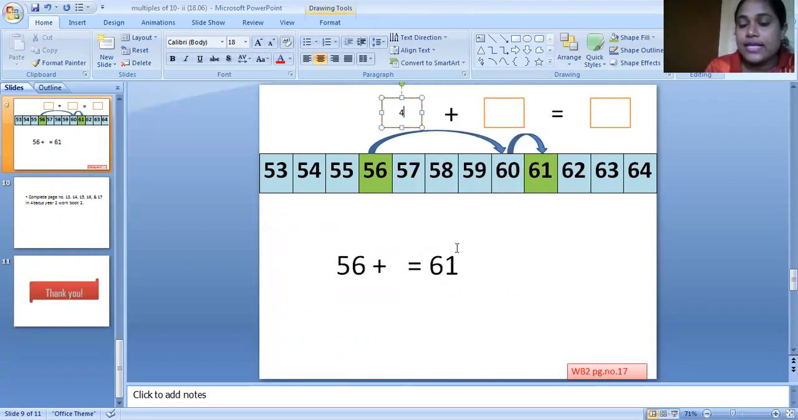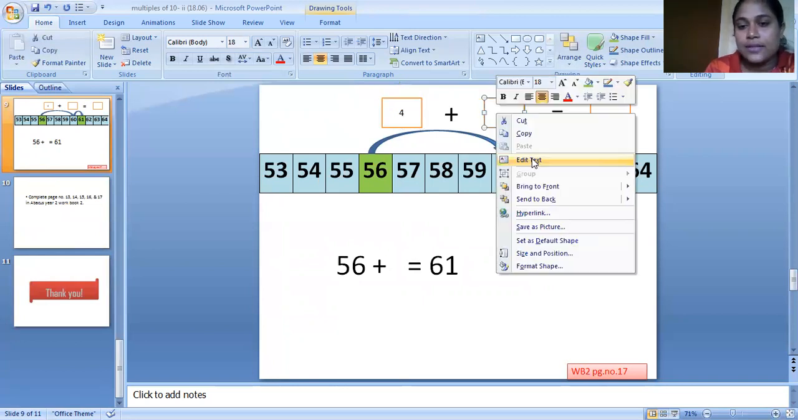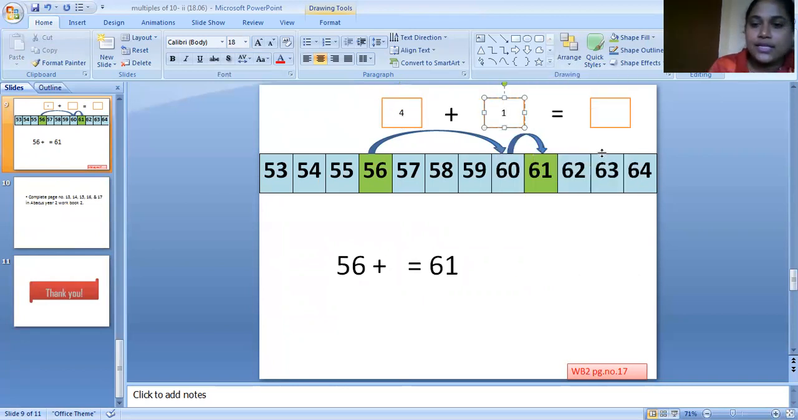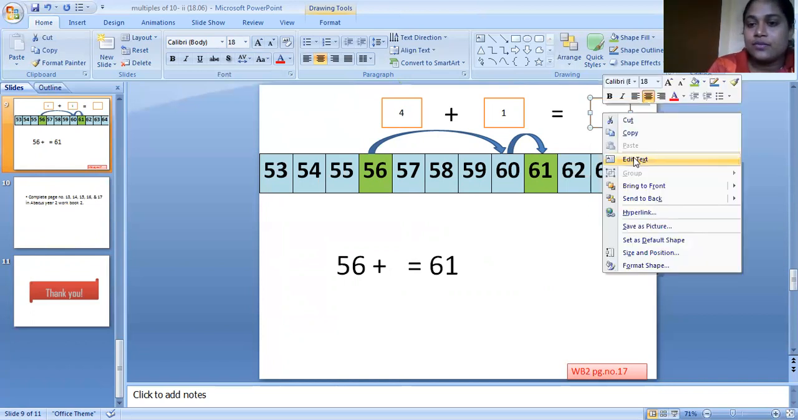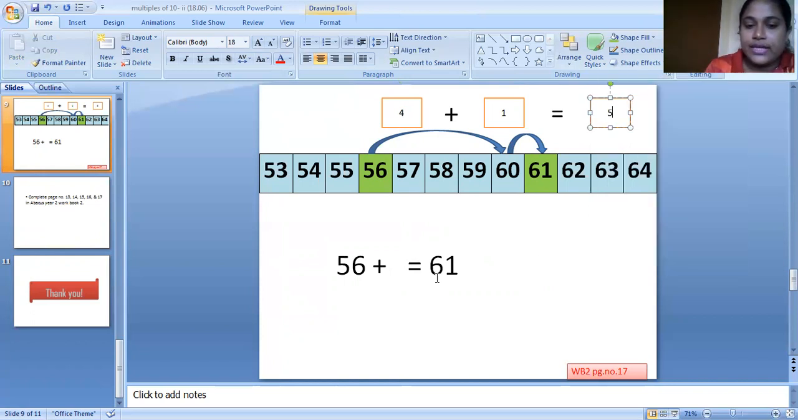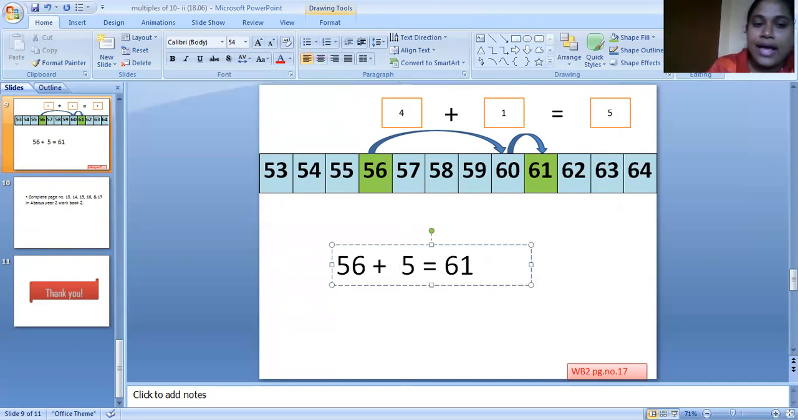And next, the answer is 61. So I have to jump up to 61 from 60. I have to jump only once. So the answer is 1. Now we can add these two together to find how many times we should move to reach 61. 4 plus 1 is equal to 5. So we can write 5 here as the answer.